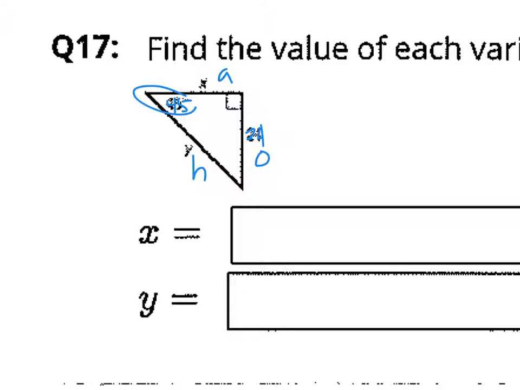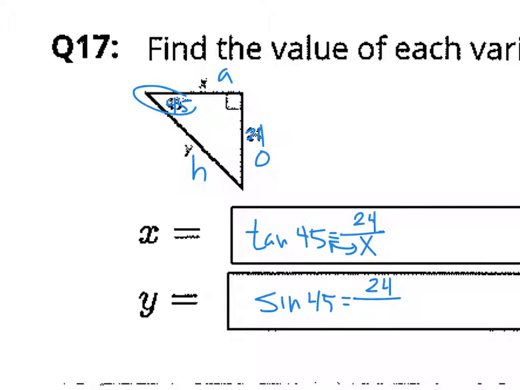So to find x, you're going to again use tangent. 45 equals 24 over x. Again, flip, just change those two around. And to find the hypotenuse, we're going to use sine of 45 equals the opposite, 24 over y. And again, just change those around.